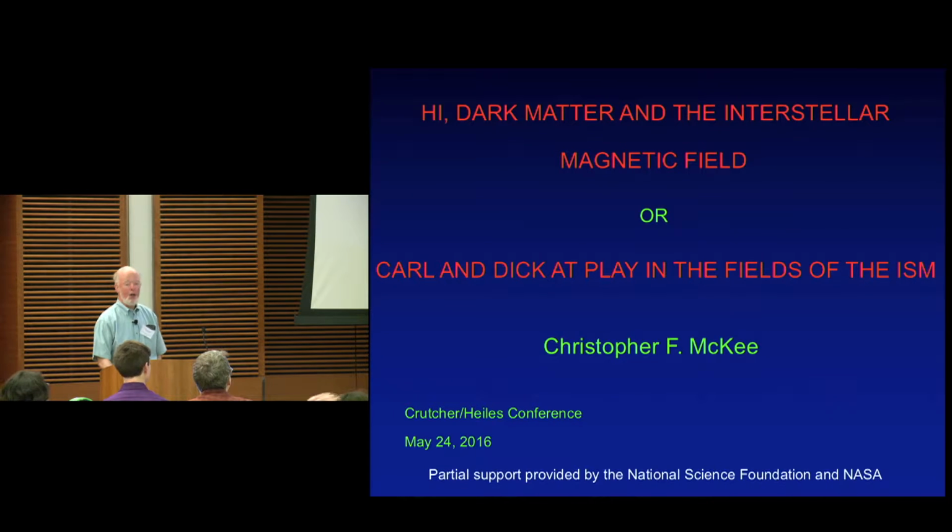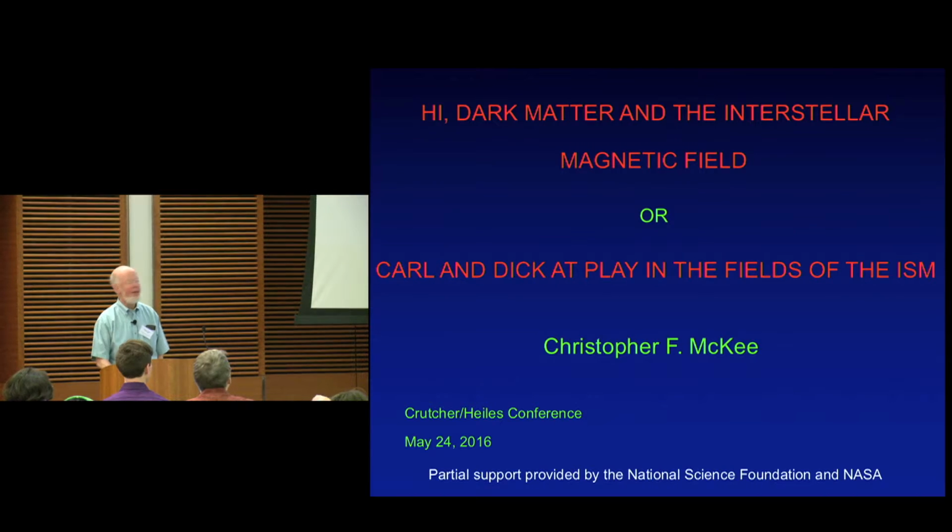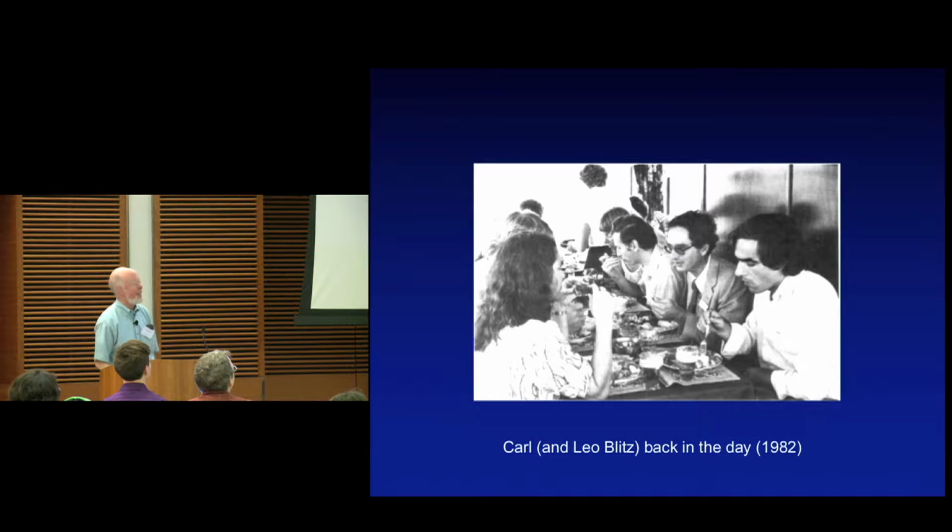Unfortunately, Carl is not here yet. This was the picture I was able to get of Carl. You can see, and also Leo Blitz is the person in the front. And Carl looked a little different then, but the level of intensity, I think you can see, was still similar. Now, actually, I didn't have a photo of Dick. So I don't know, Dick has sort of looked about the same ever since I met him. Perhaps he's ageless.